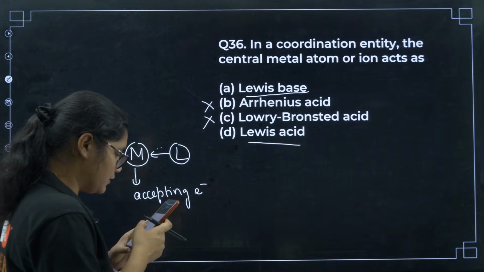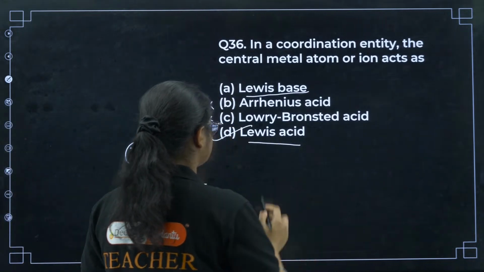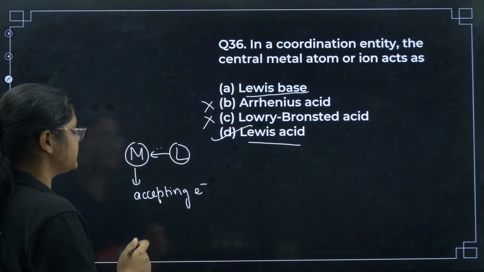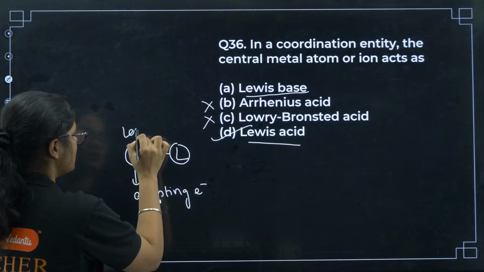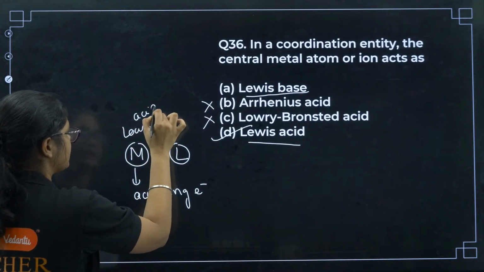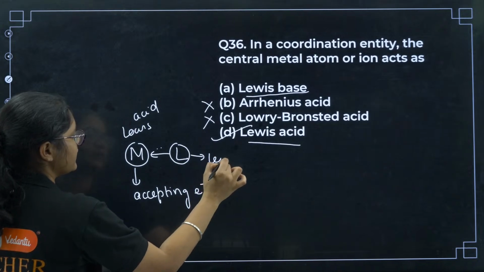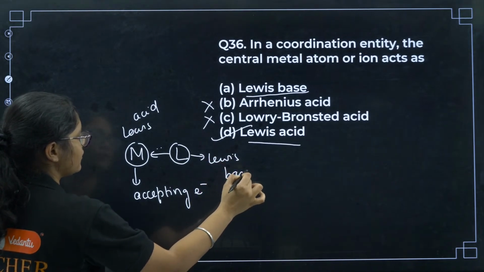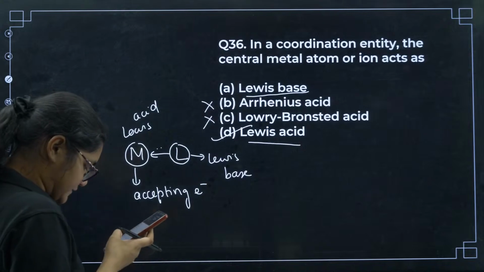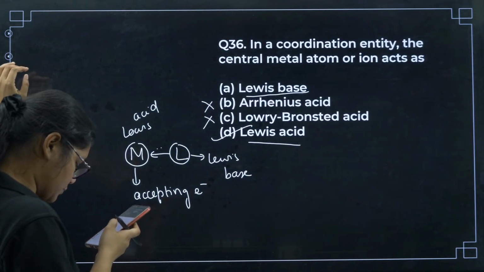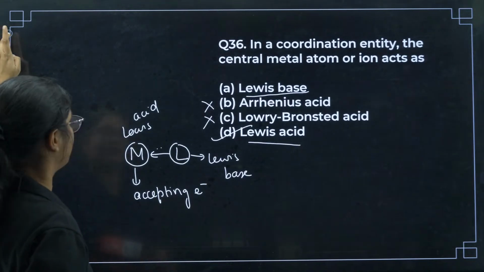Yes, very good. D is the correct answer. D is the correct answer. So the species which accepts electron is called as Lewis acid, and the one which donates electron is called as Lewis base. Okay, clear? Yes, very good. Option no, Bharat, it is not A, it is D.